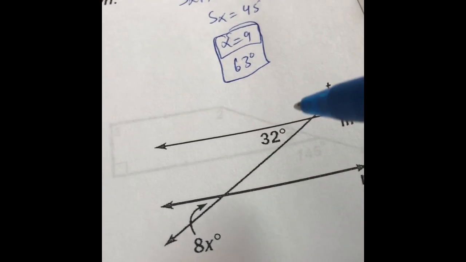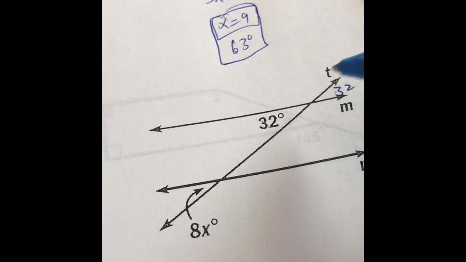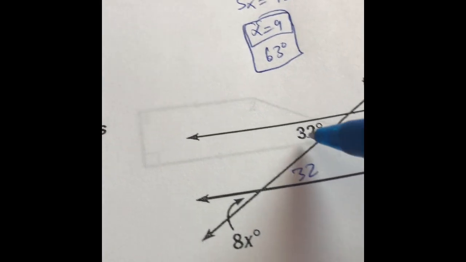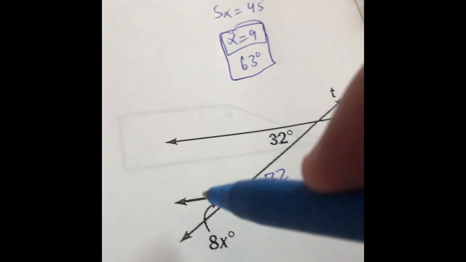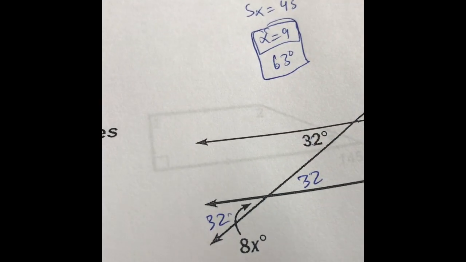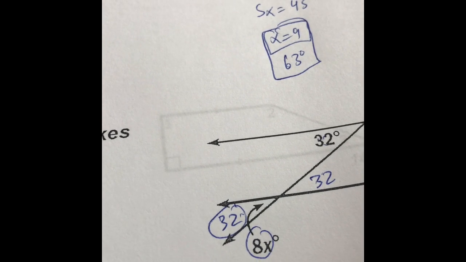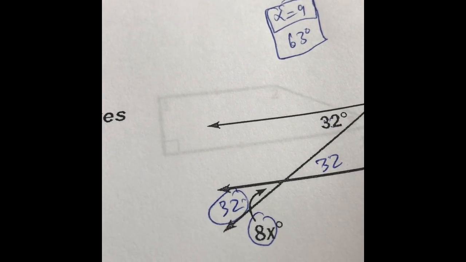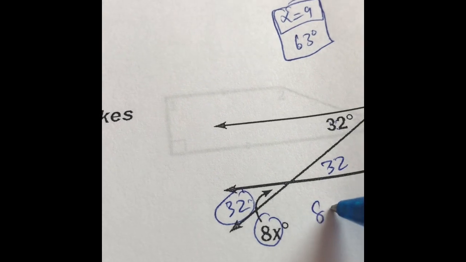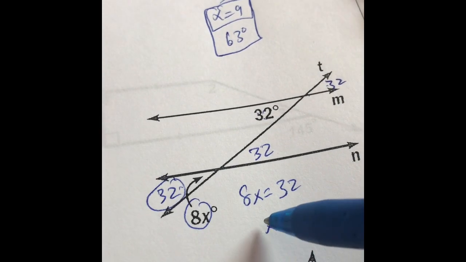This is what I would do. This is 32 degrees right here, so I'm going to put 32 right here because they have to be the same. They're vertical angles, which means this has to be 32 because they are alternate interior, which means this has to be 32 as well because of vertical angles. Now, what do you notice? 32 and 8x are in the same exact location. That means they have to be equal to each other. So that means that 8x equals 32, divide by 8, and x is 4.